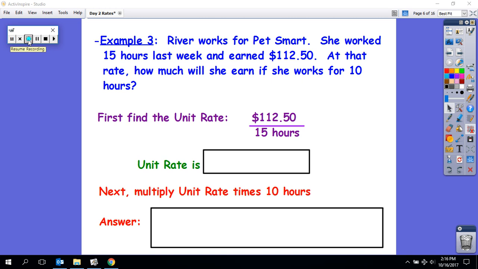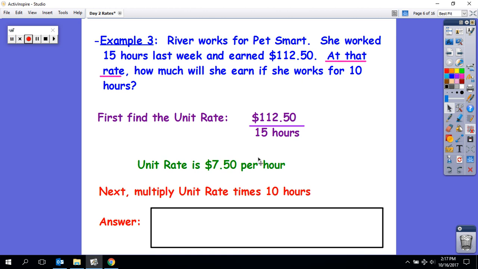River works for PetSmart. She worked 15 hours last week and earned $112.50. At that rate, how much will she earn if she works for 10 hours? So the first thing that we have to do is, when it says at that rate, we have to find out what that rate is. How much does she earn per hour? Money is always going to go on top, so we simply divide money over hours to find out how much she makes per 1 hour. So the unit rate is $7.50 per hour.